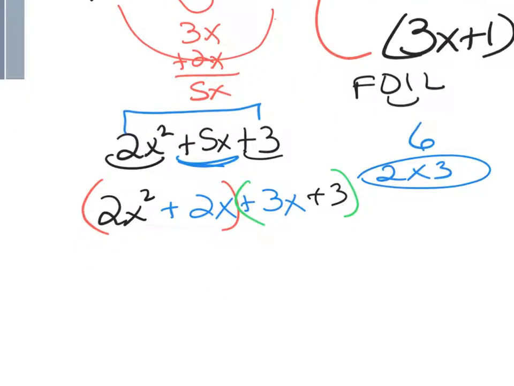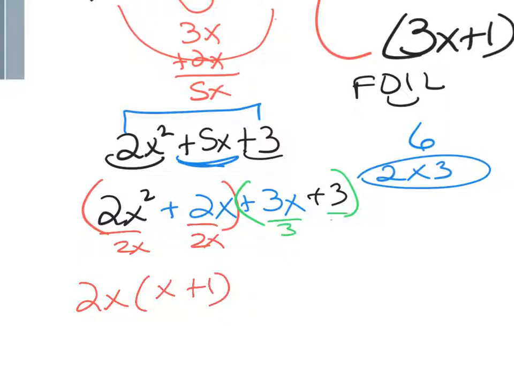So the GCF of my red group is going to be 2x. Divide it and get x plus 1. The GCF of green is going to be 3. Divide it. Again, your goal is to make these two the same.